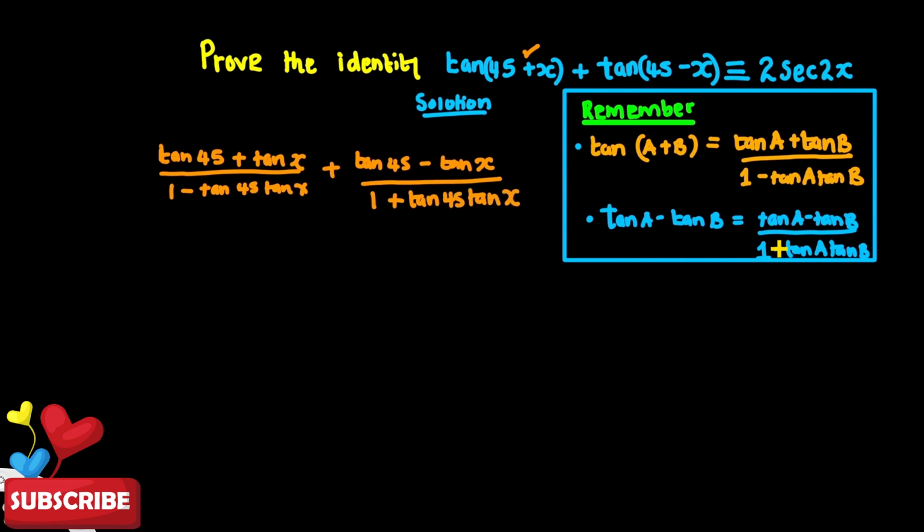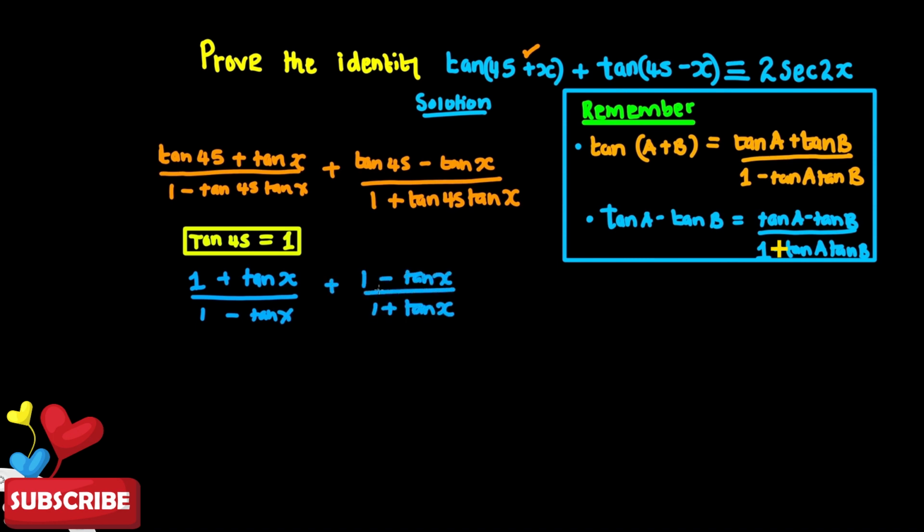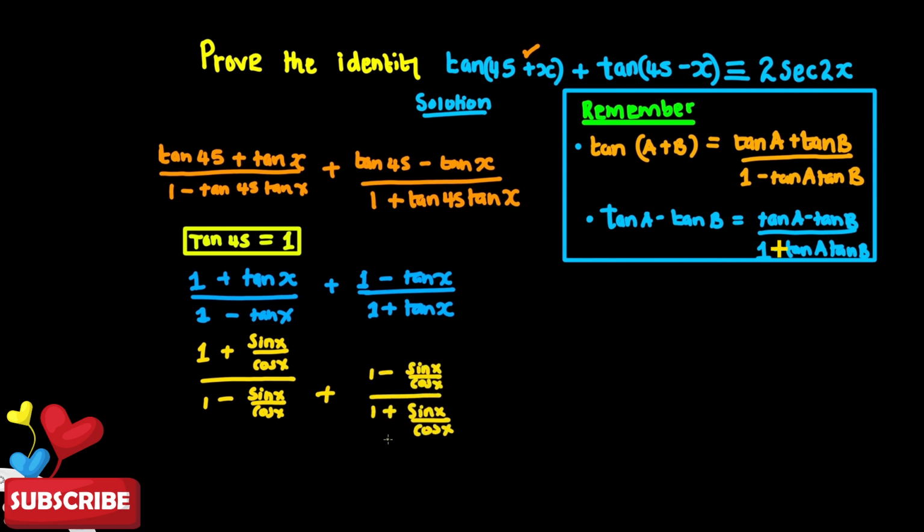Right. So we can see that tan 45 is 1, so we can replace tan 45 with 1 in every aspect there. The next step is converting tan x to sine x over cos x. So we can write this like that, and also at the denominator we can have sine x over cos x like that.